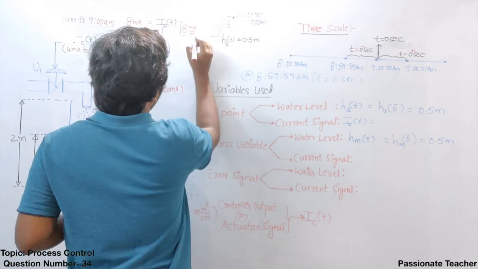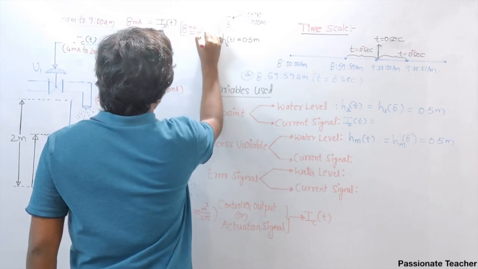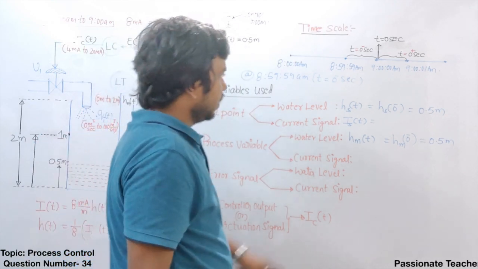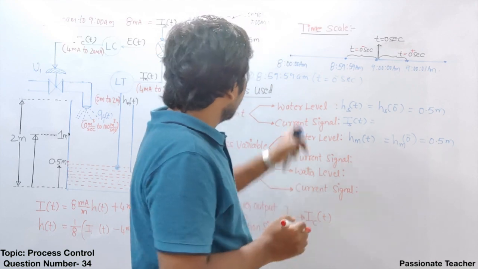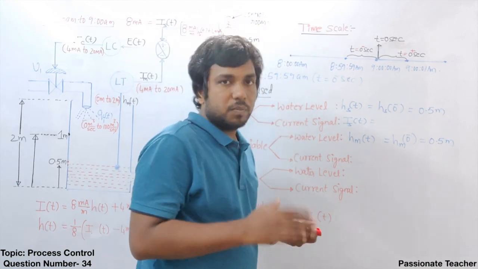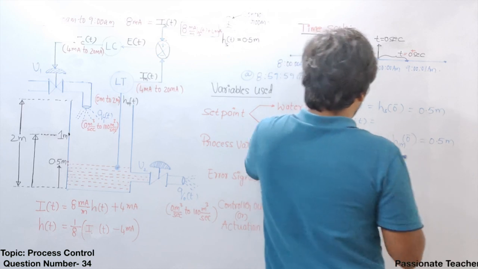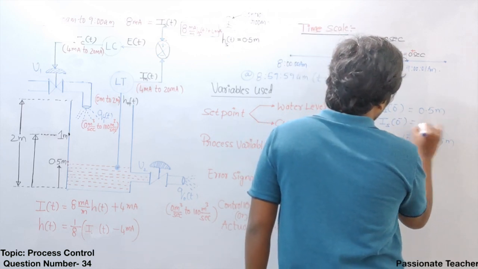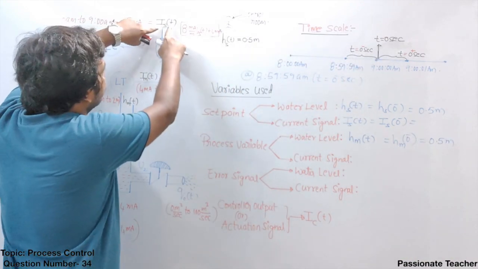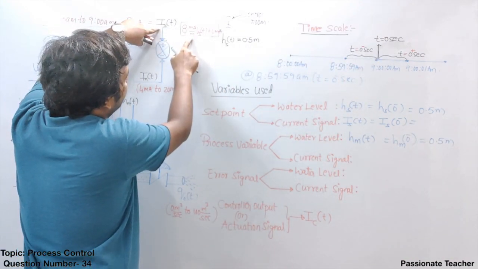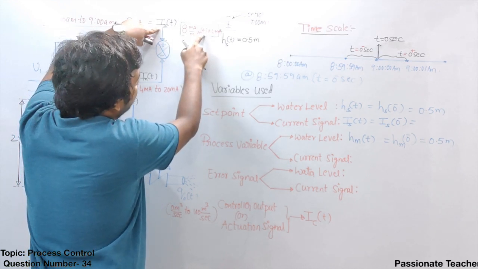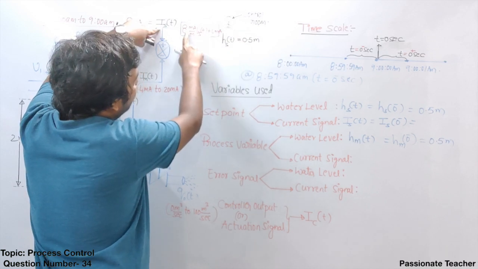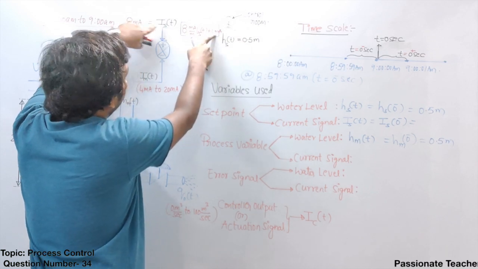Every time 8 milliampere per meter into Hs of t plus 4 milliampere. This is the conversion between Hs of t and Is of t. Anyway, Is of t, as we are at 8:59 am, just before 9 o'clock, the current in this set point can be given as Is of 0 minus. How much will it be? Is of 0 minus is equal to 8 milliampere per meter into Hs of 0 minus plus 4 milliampere. Hs of 0 minus is 0.5 meter. 0.5 into 8, that is going to be 4. 4 plus 4, 8 milliampere.